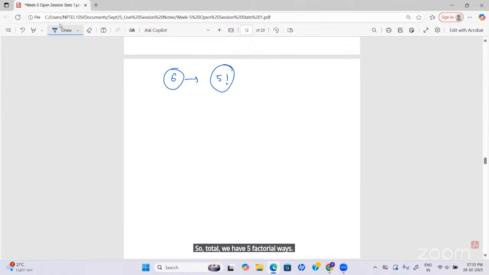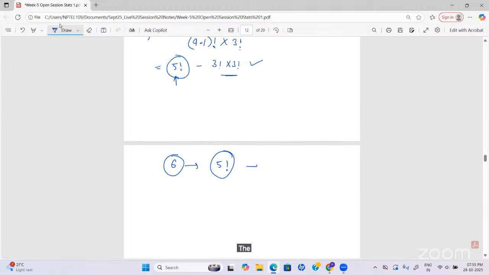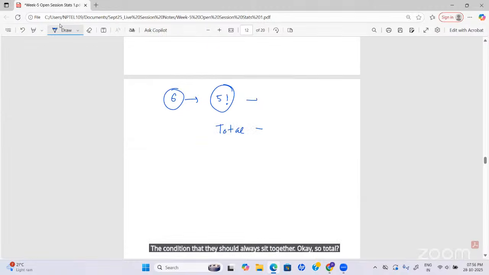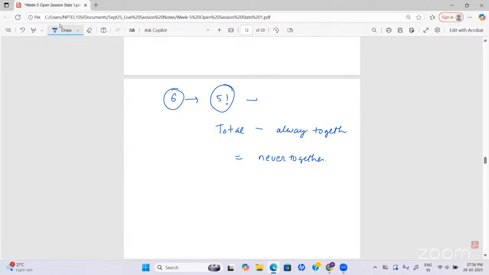Okay. From the total you have to subtract the condition that they should always sit together. So total minus always together is equal to the number of ways they are never together. So actually it is a complement of it. Now is that clear? Okay, ma'am.